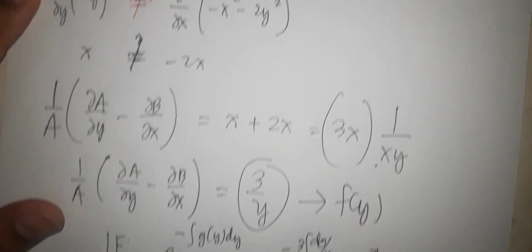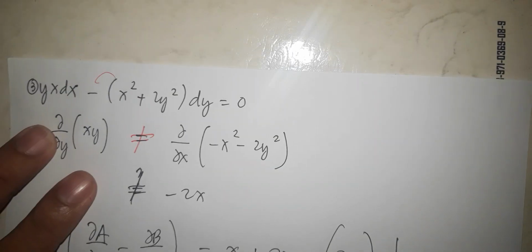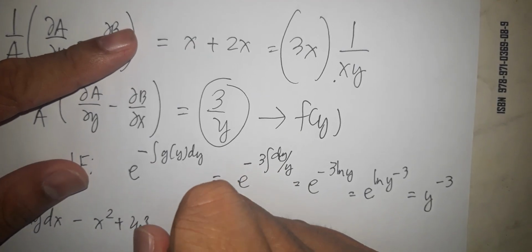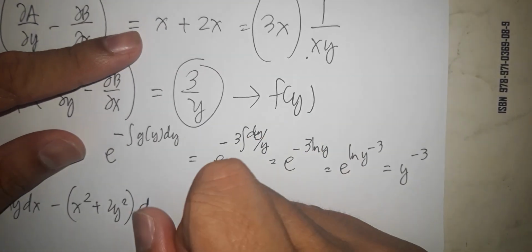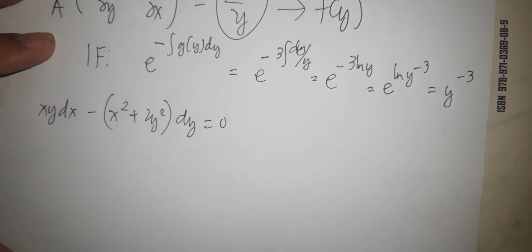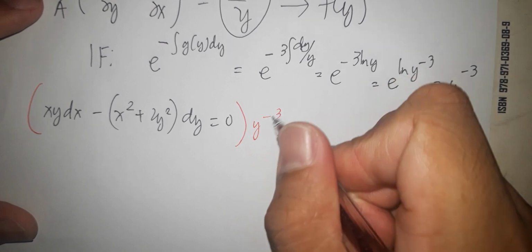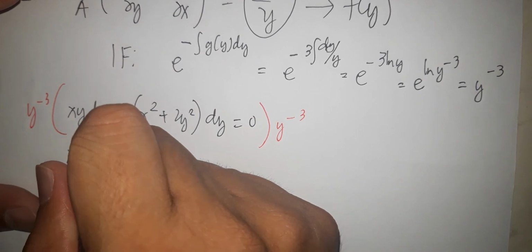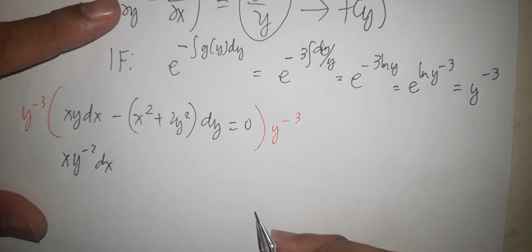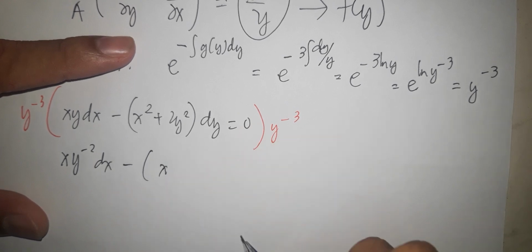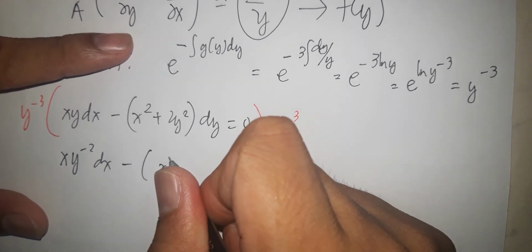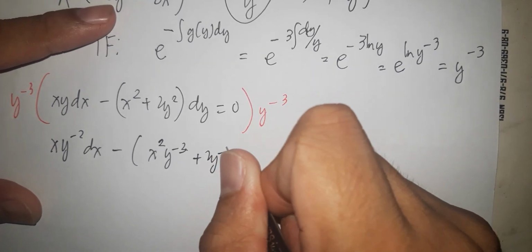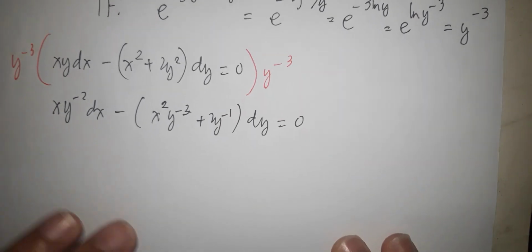So, again, i-multiply natin yung ating given na xy dx minus x squared plus 2y squared dy is equal to 0. So, i-multiply natin siya with y negative 3. So, magiging siyang xy negative 2 dx minus x squared y negative 3 plus 2y negative 1 dy is equal to 0.